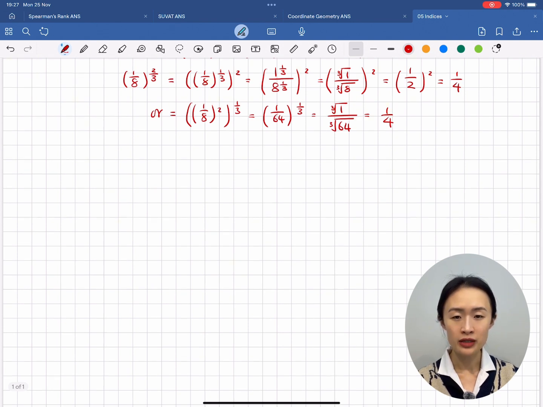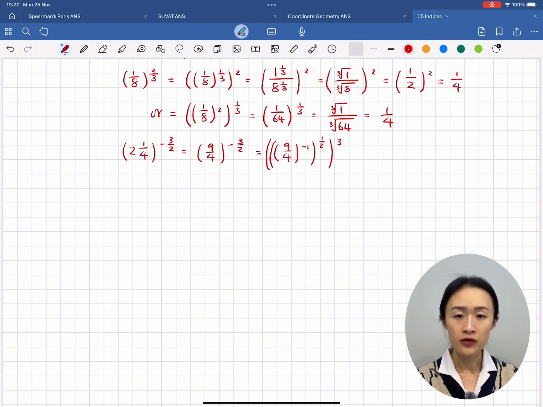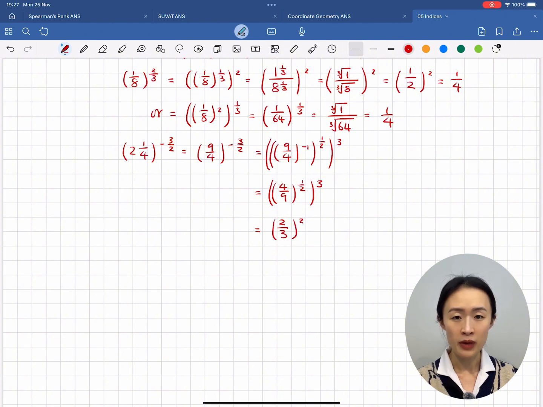Okay, moving on to the next one, 2 and a quarter to the power of negative 3 over 2. Now let's write 2 and a quarter as an improper fraction, which is 9 over 4, and then negative 3 over 2. We can break it down into negative 1 times a half times 3. 9 over 4 to the negative 1 is the reciprocal of 9 over 4, which is 4 over 9. 4 over 9 square root gives me 2 over 3. And then I raise it to the power of 3. Our final answer will be 8 over 27.